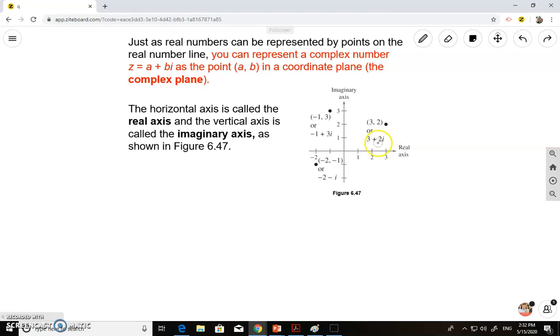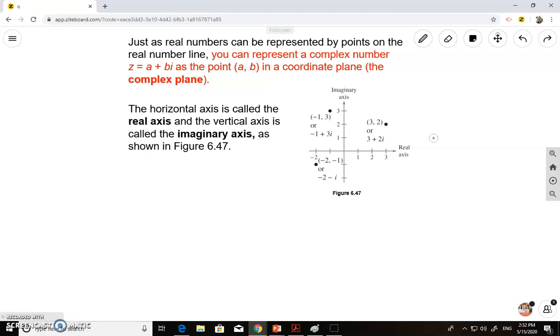In this video, we are going to review chapter 8.5, which is complex numbers. So what is a complex number, by the way? A complex number is a combination of a real number and an imaginary number. Real numbers can be represented by points on the real number line. A complex number is represented by z equals a plus bi, where a is the real part and bi is the imaginary part.